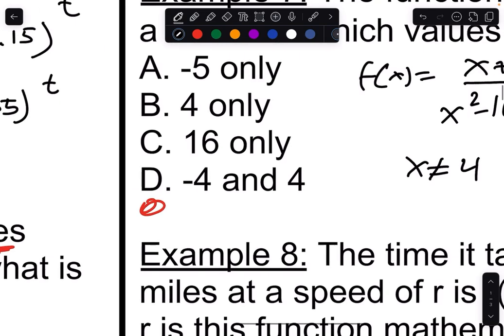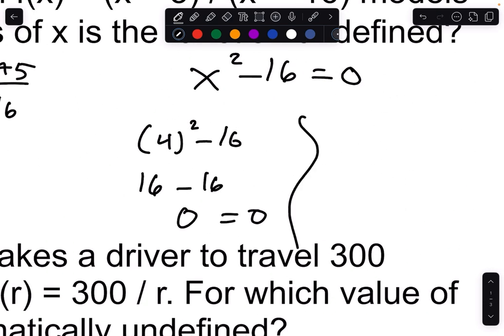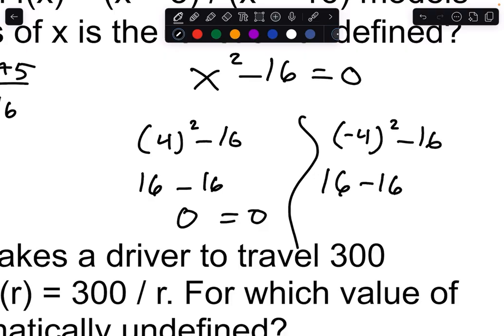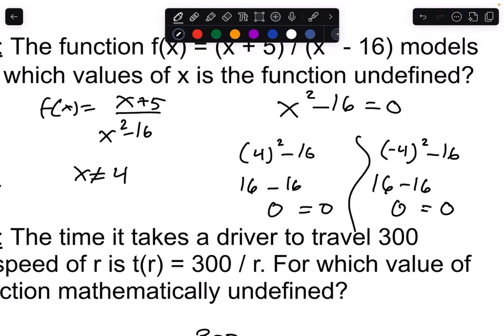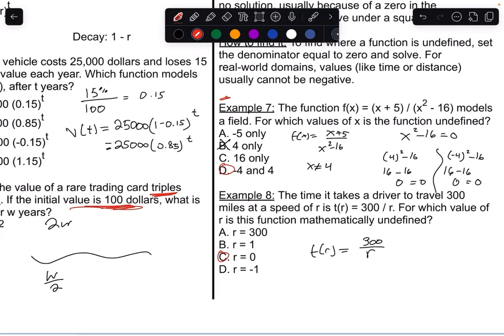Now, the answer choice is not B, though. Look at D. What about negative 4? Let's do the same thing. Plug in negative 4 for the value of x. Well, negative 4 squared is negative 4 times negative 4, and a negative times a negative is a positive. And hey, it looks like in this case, it's also really bad if x is equal to negative 4. So for us, in this case, it would be the value of D.